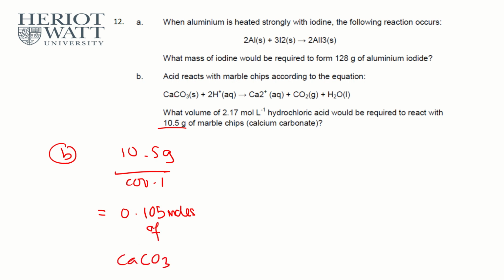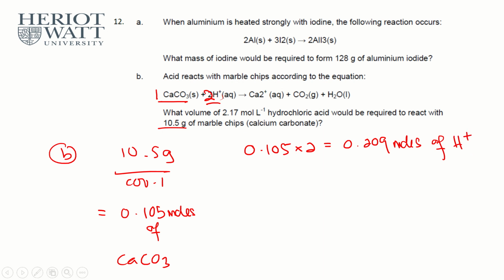And what is the ratio of calcium carbonate to acid? HCl means this, so it's 1 to 2. So this is the mole of calcium carbonate. What is the mole of acid? 0.105 times 2. I get the mole of acid, which is 0.209 moles of acid, which is HCl in this case because they just take out the Cl minus.